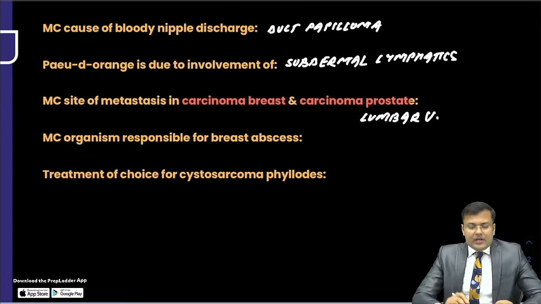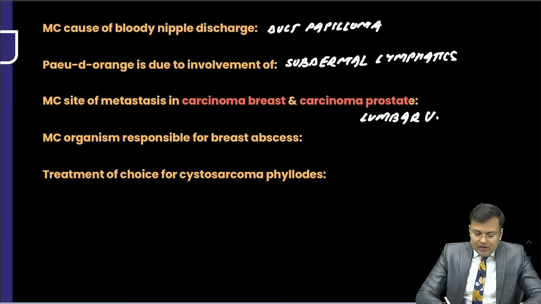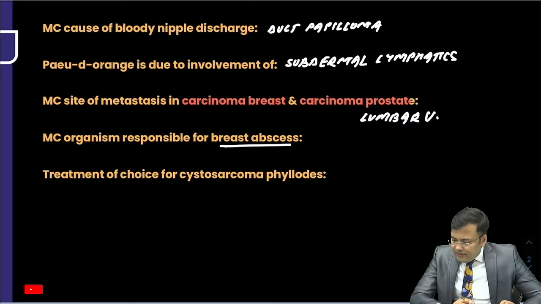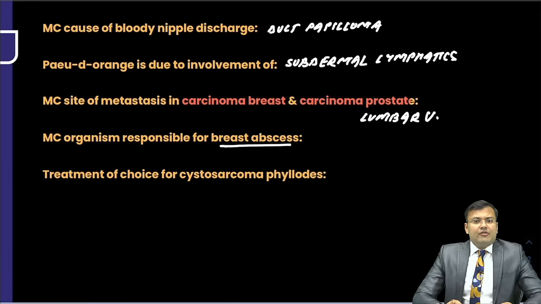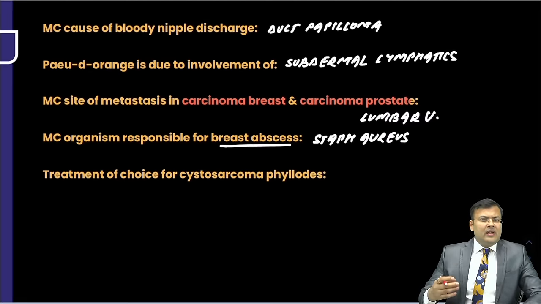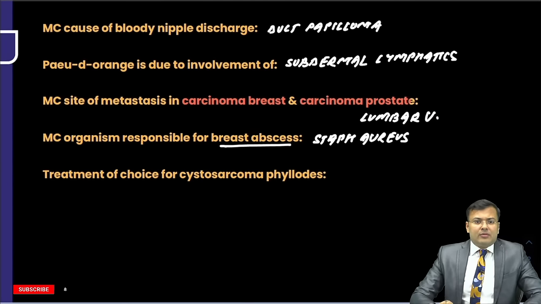Next question. What is the most common organism responsible for breast abscess? Tell me guys. Very good. Shrestha, Dr. Priyanka, Chandni. Majority of you are correct. The most common organism responsible for breast abscess is Staph aureus. What is the cause? It is seen in lactating females, where there is a cracked nipple or trauma around the nipple. Staph aureus is present on the skin and is responsible for the abscess.